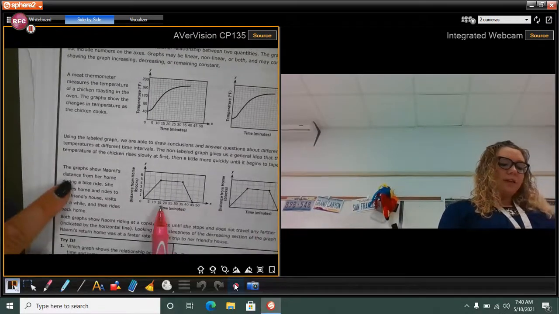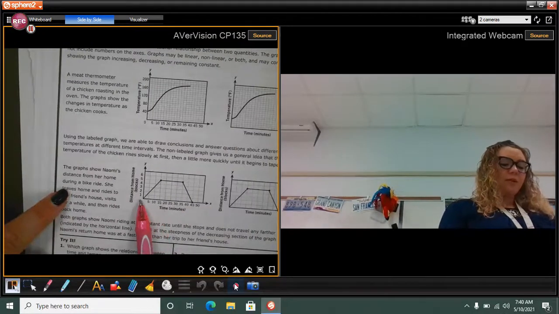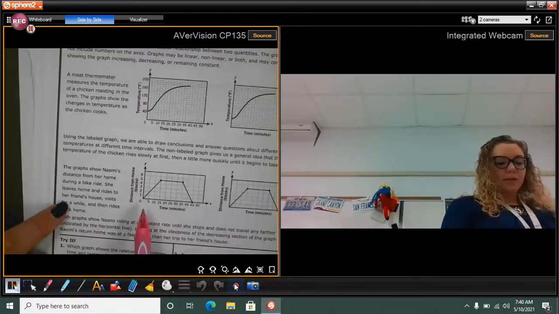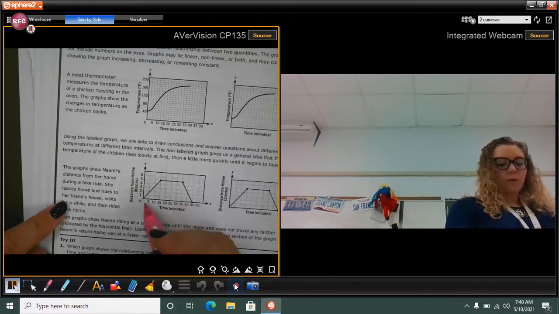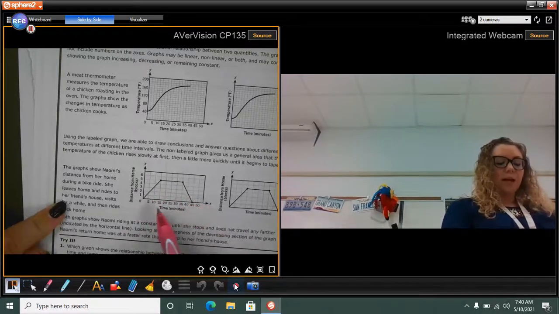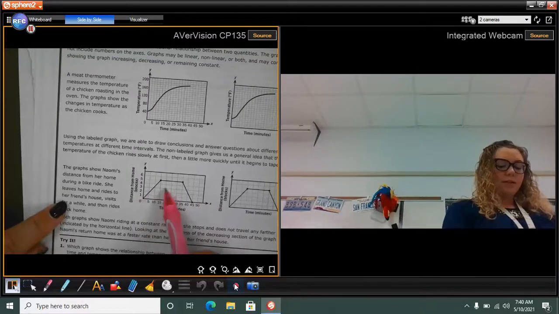Okay, this graph shows Naomi's distance from her home during a bike ride. She leaves home and rides to her friend's house. If you look, this is the distance. At 0, at ground level, she is at home. And this is your time. So time keeps going, but distance is going to change.